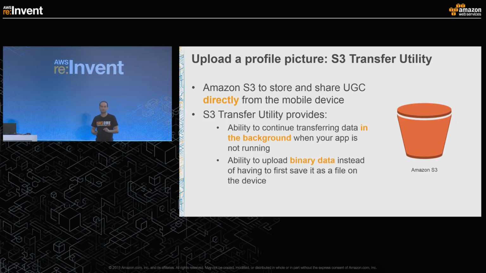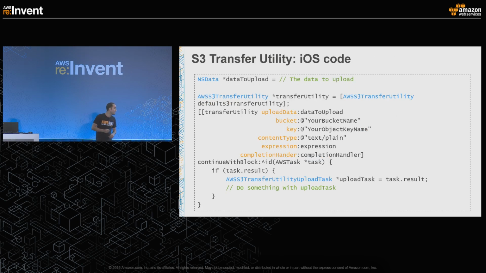And it also allows you to upload binary data straight. So sometimes you might take a picture and then you write it locally to a file on the device, then upload it. With the transfer utility, you can straight away send that binary data into an S3 bucket. So we take a picture, we upload it with the S3 transfer utility. How would that look in terms of code? It would look like this.